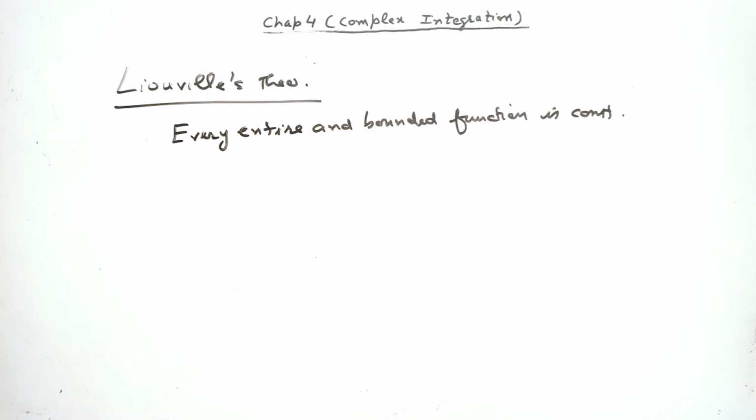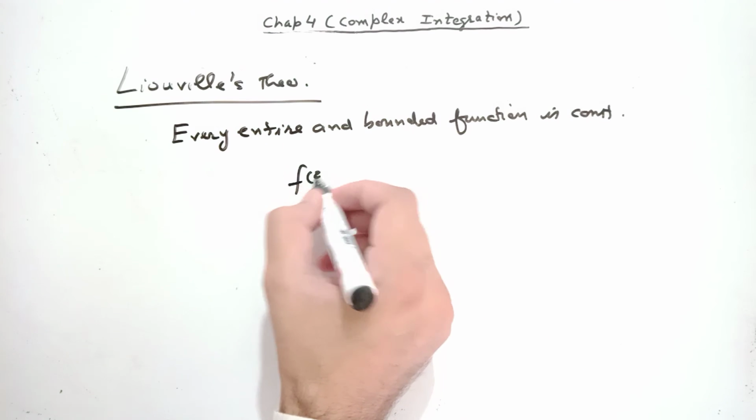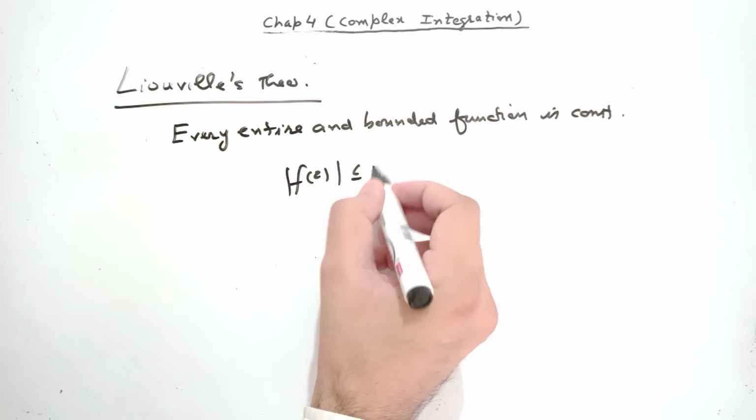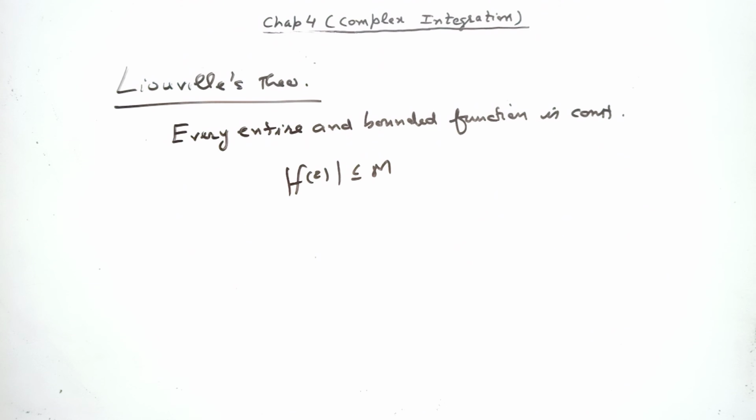A function which is differentiable at every point in the complex plane, or you can say it is analytic at every point in the complex plane. Such a function is an entire function. Bounded, you know, |f(z)| is less than or equal to M. There exists some real number capital M such that |f(z)| is less than or equal to M for all z. Then such a function is bounded. So every entire and bounded function is always constant.